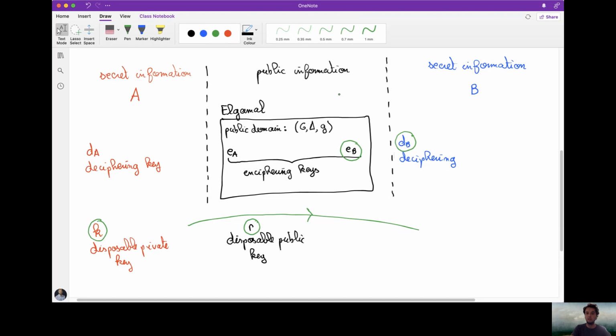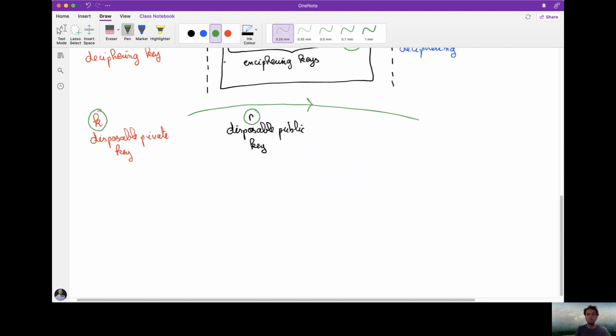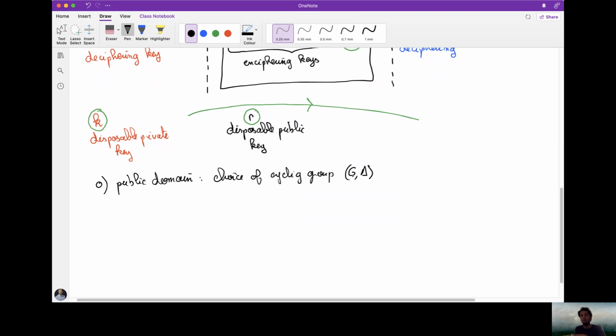Now let us look at the details of how this works. I've already told you the first step. The first step is that A and B need to agree on a public domain, on a framework in which they're going to work. So this public domain is the choice of a cyclic group, any cyclic group that you know in which the discrete logarithm problem is hard. So for example, Z over nZ with multiplication and taking the 0 out, and the generator G, little g. Okay, so that's the public domain.